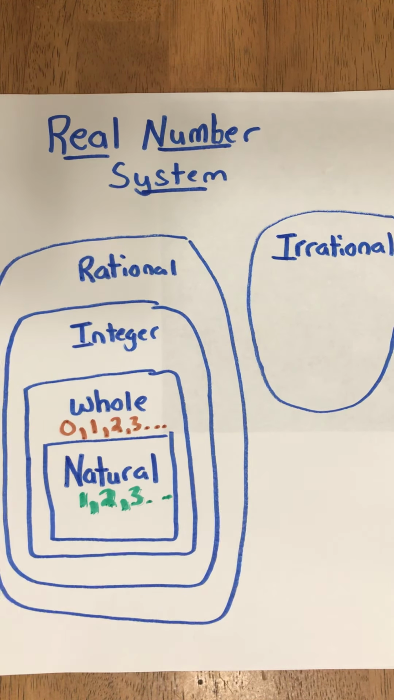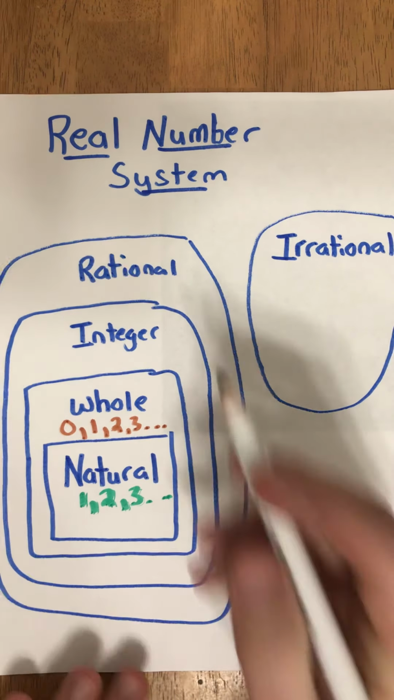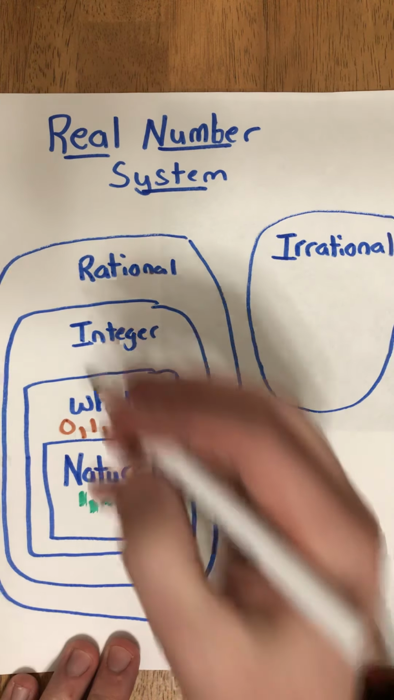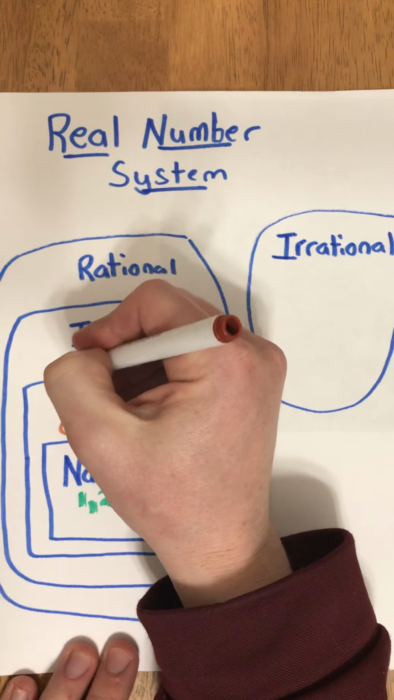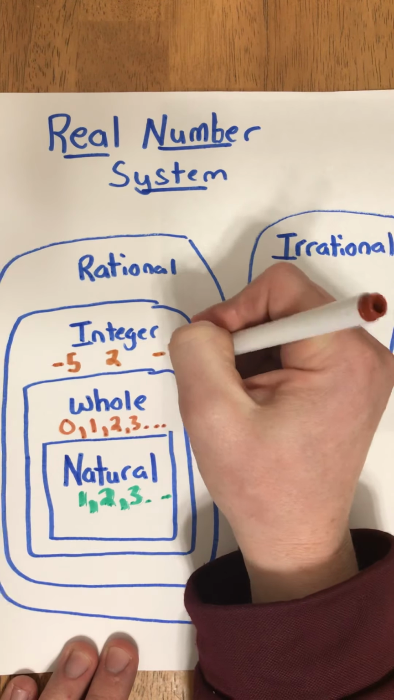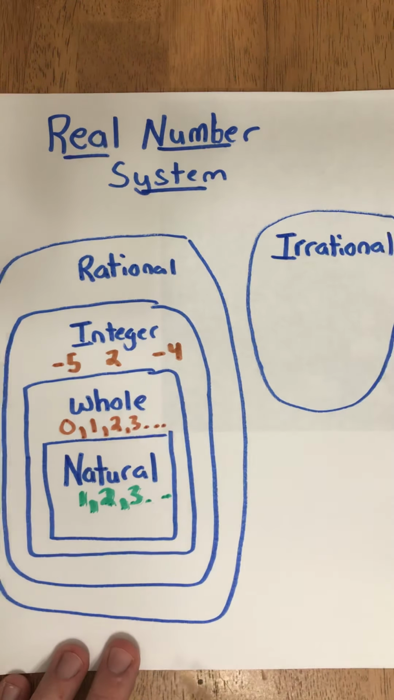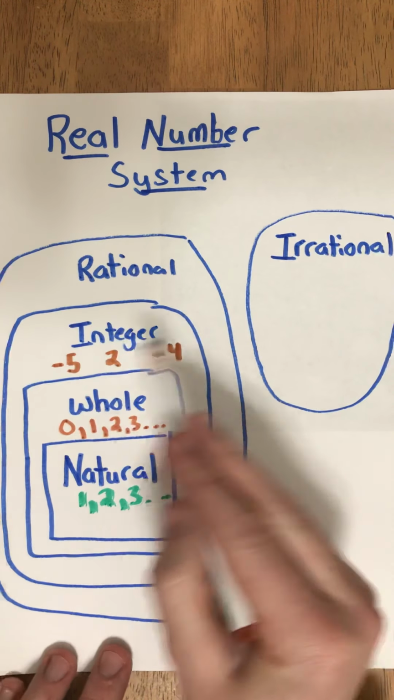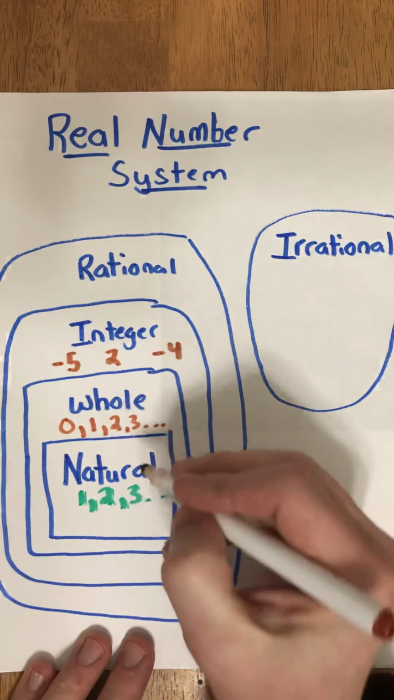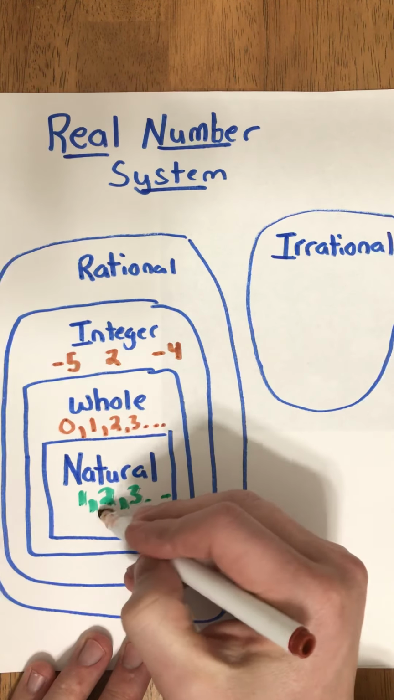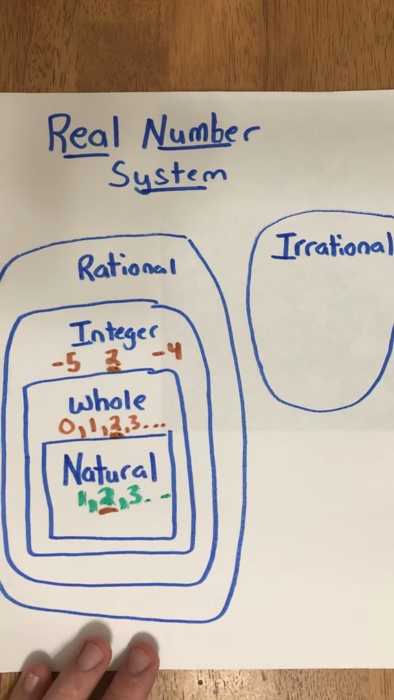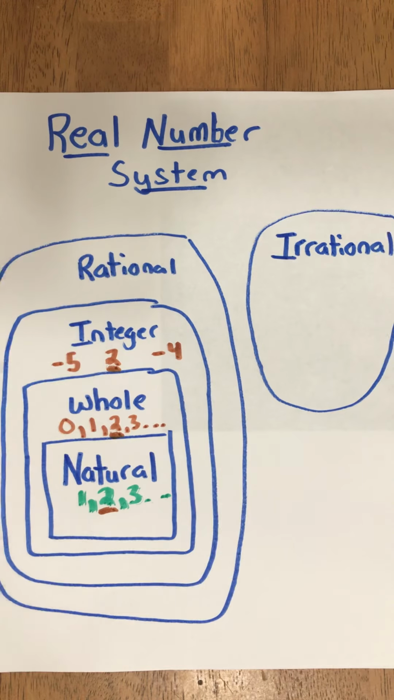All right, integers are the next sorts of numbers that we're going to talk about. Integers are just negative and positive whole numbers. So numbers like -5, +2, -4. Notice no decimals or fractions, but they can be negative or they can be positive. Okay? So again, if something is natural, like the number 2, it's also going to be a whole number and it's also going to be an integer. Okay, so it's going to fit all those different categories.